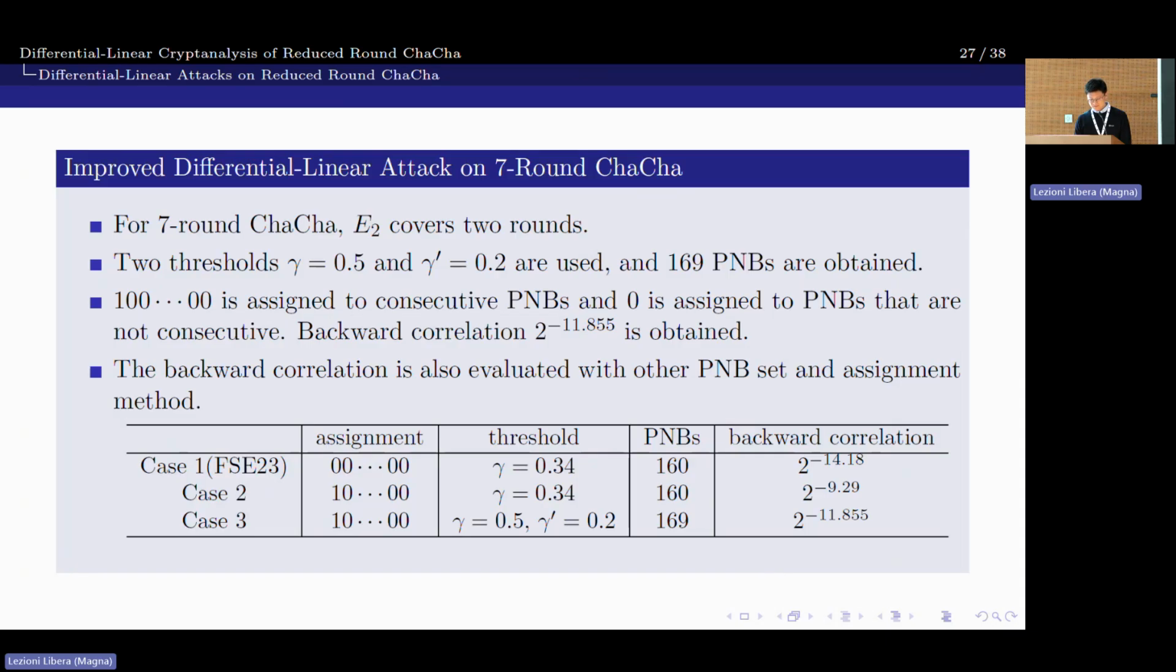As a result, for 7-round Cha-Cha, we found 169 PNBs, which is 9 bits more than the result at FSE 2026. We also use 1000 assignments. We got a correlation of 2 to the power of minus 11.855.